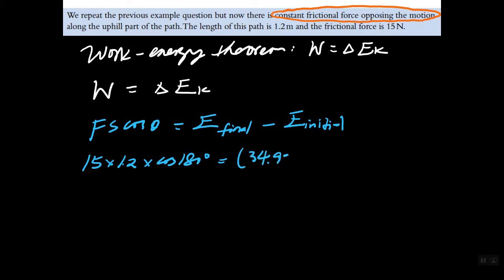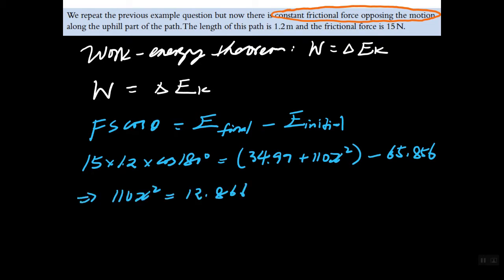That is 34.99 plus 110x squared minus initial is 65.856 joule. And solving this, 110x squared equals to 12.866. x squared equals to 12.866 divided by 110, and x equals to 0.34 meter.